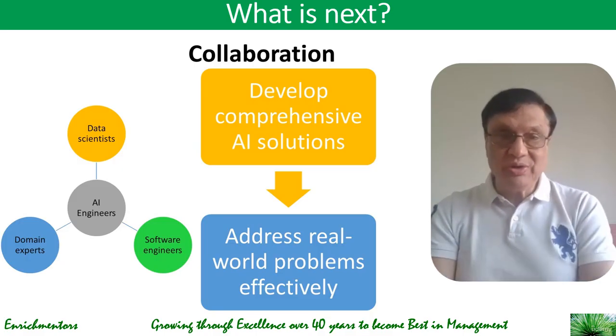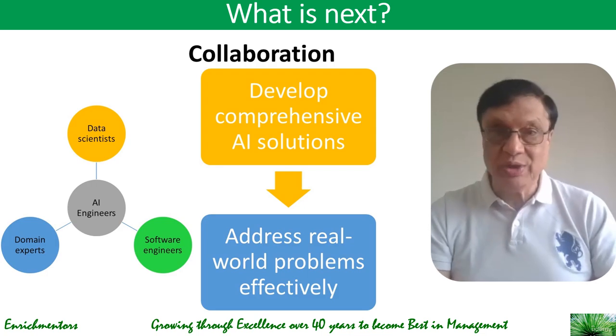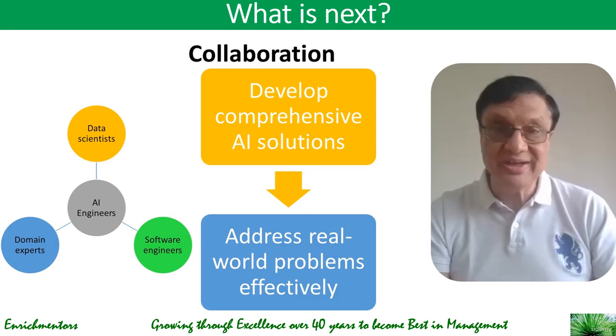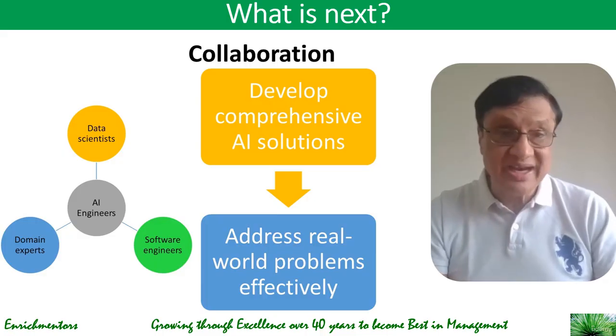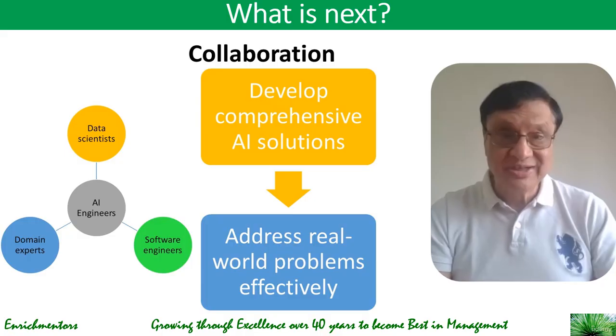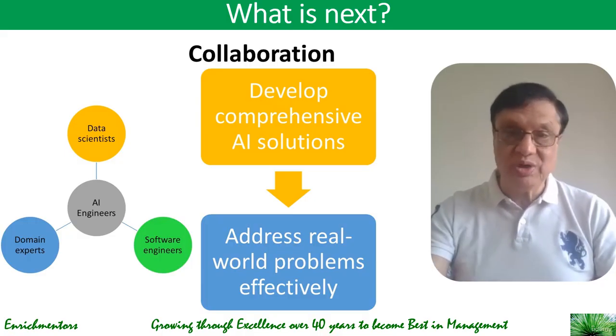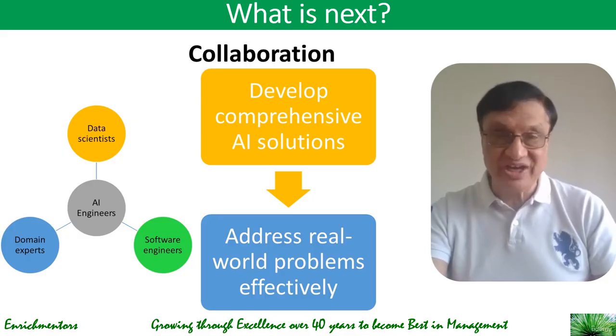Having looked at how to deploy your model, we will now look at a key element of mastering artificial intelligence, which is the collaboration in which you, as an AI engineer, would work with data scientists, domain experts, and software engineers to develop comprehensive AI solutions and address real-world problems. How you handle this softer part of life, collaboration, is the topic of the next section.